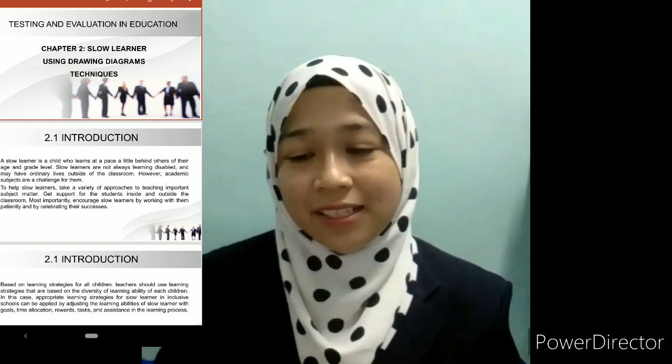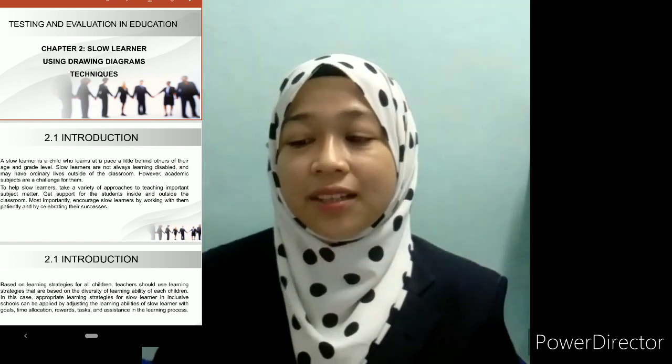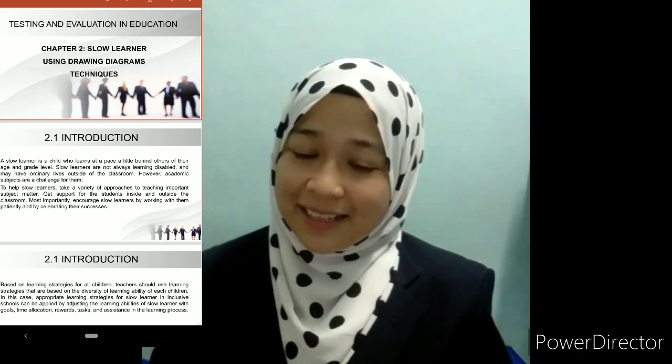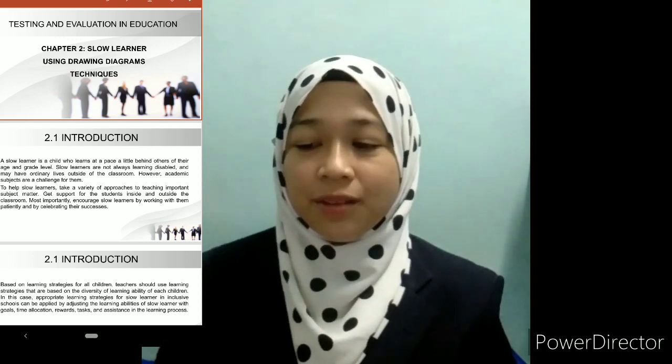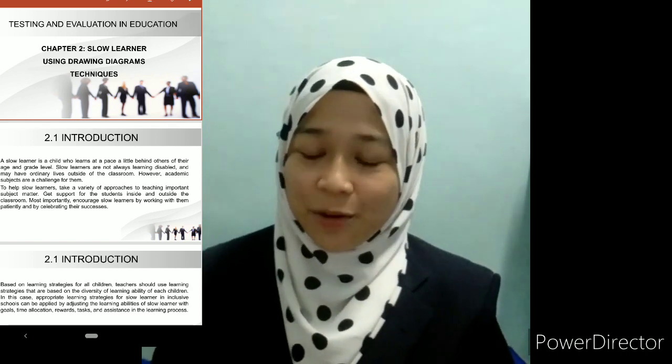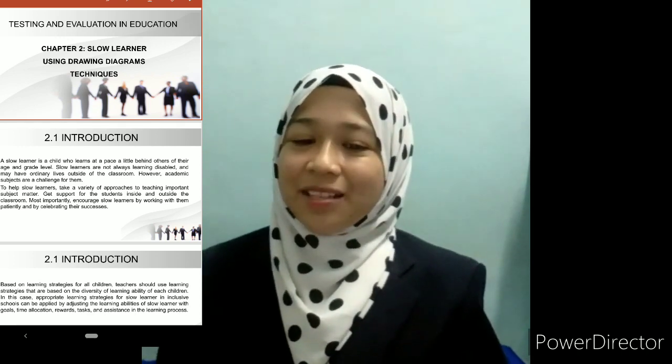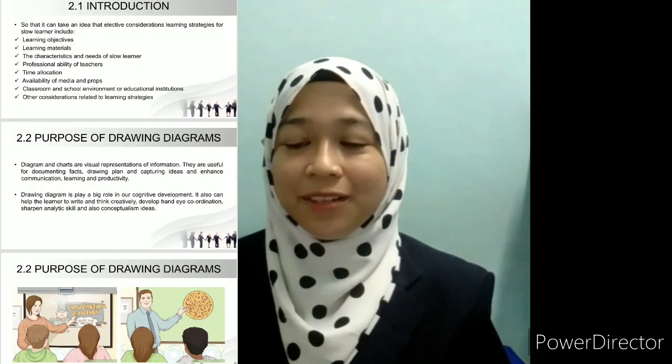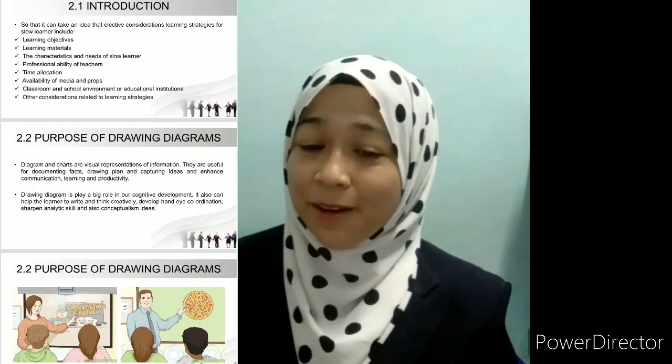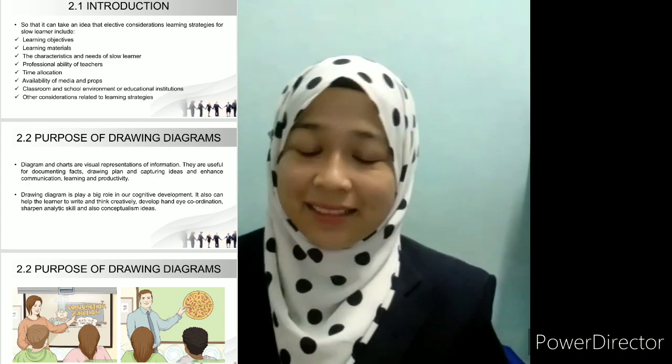Based on learning strategies for all children, teachers should use learning strategies that are based on the diversity of learning ability of each child. In this case, appropriate learning strategies for slow learners in inclusive schools can be applied by adjusting the learning abilities of slow learners with goals, time allocation, rewards, tasks, and assistance in the learning process, so that it can take an idea that elective considerations of learning strategies for slow learners include several items.